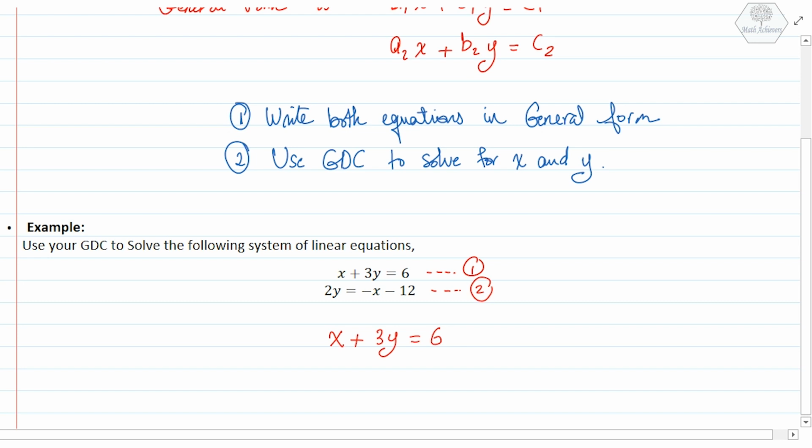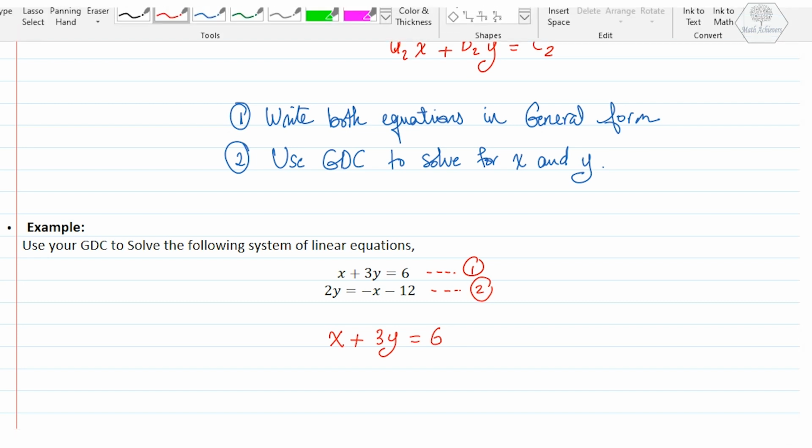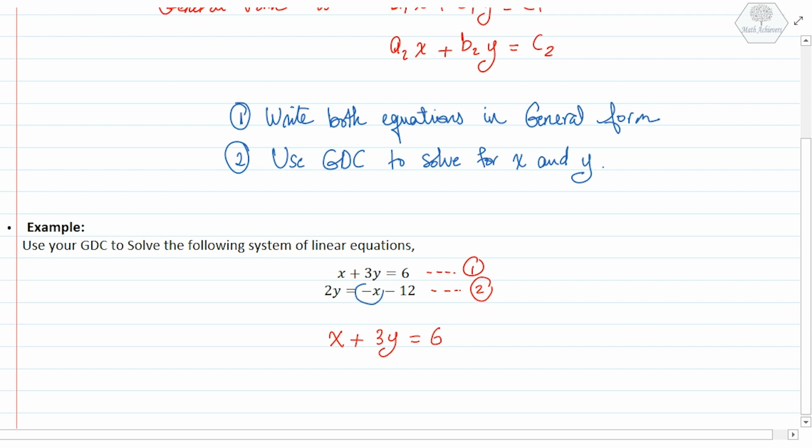To write the second equation in general form, I need to take the minus x to the left-hand side, ending up to have negative x plus 2y is equal to 12.